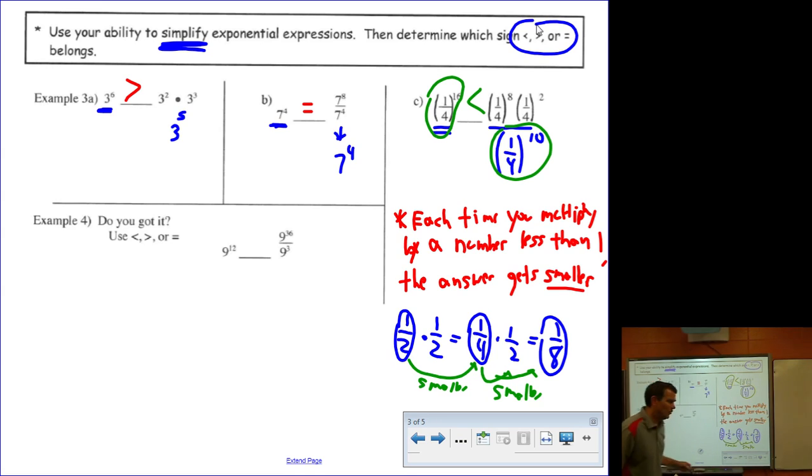And then I've got one more here for you. This one's already simplified. Over here, I need to divide, and dividing means subtracting the exponents. So that would be to the 33rd. And of course, that makes this one bigger. 9 to the 12th would be smaller than 9 to the 33rd.